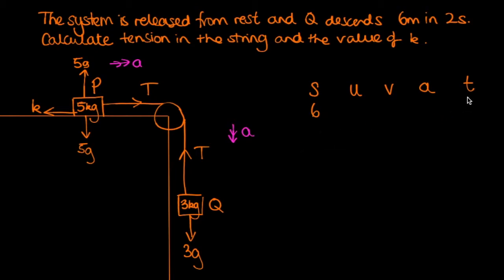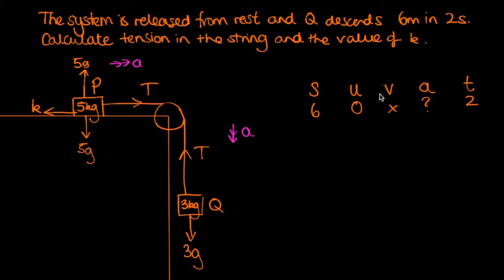That's occurred in 2 seconds. And because we know that the system was released from rest, the initial speed of Q is 0 meters per second. And so with these three variables, we're able to find the value of a.